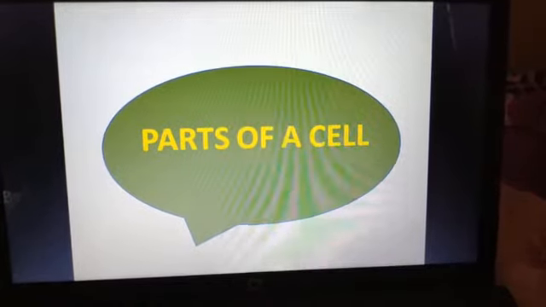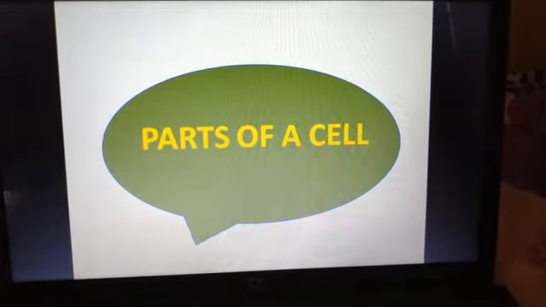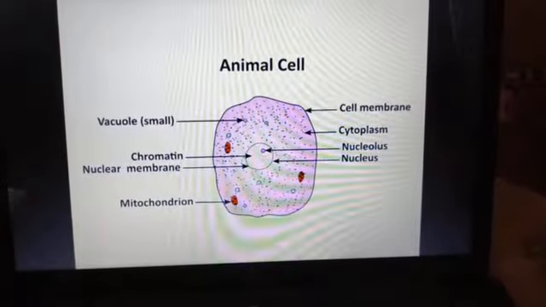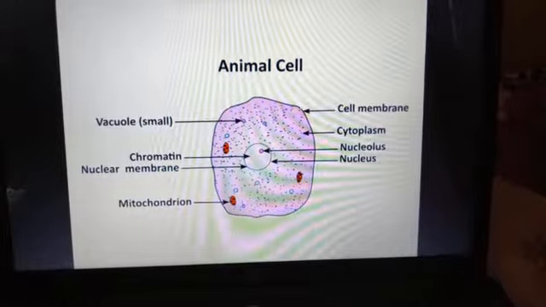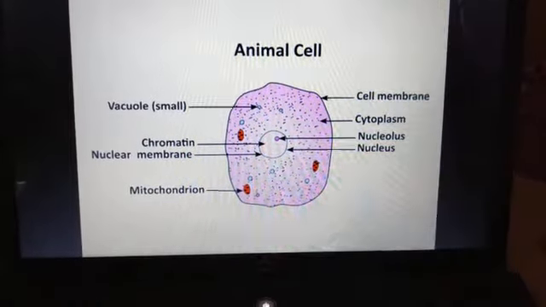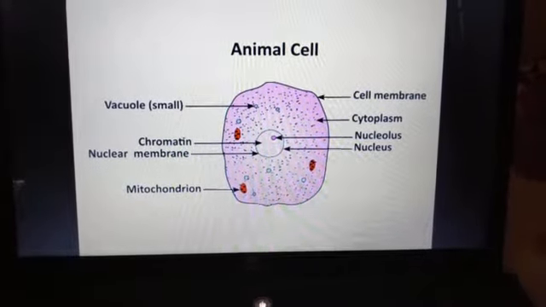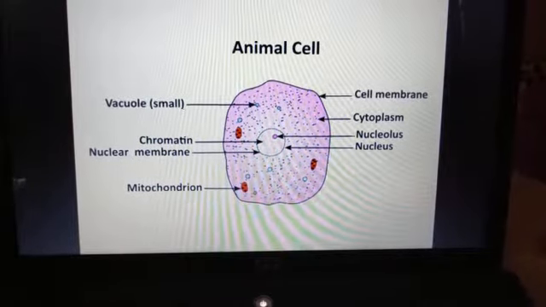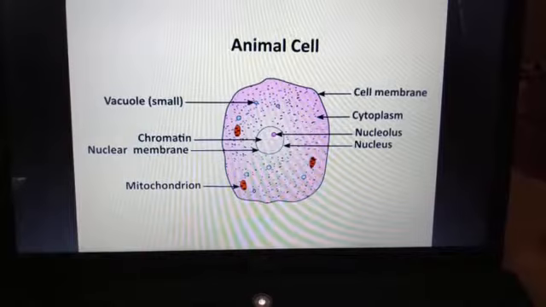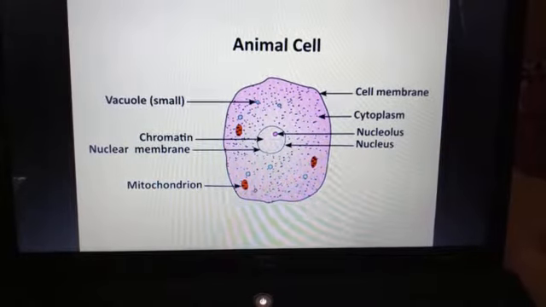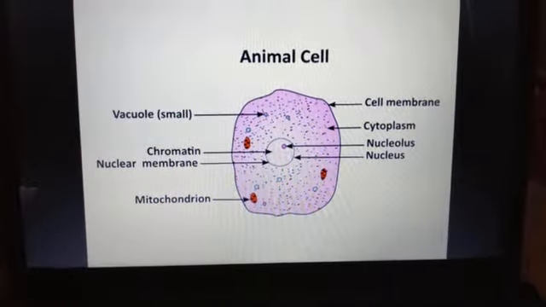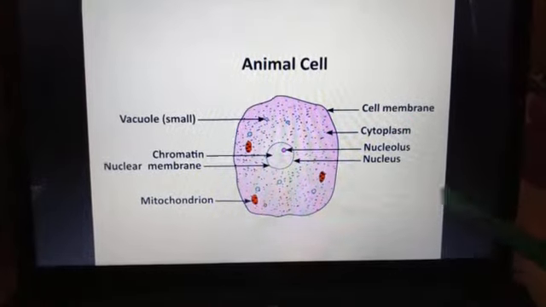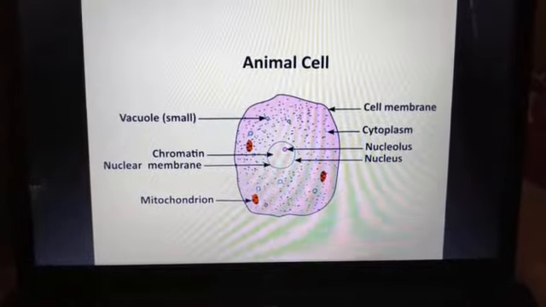Students, let's now see different parts of a cell. So first I will be discussing about an animal cell and then the plant cell. A cell mainly consists of three main parts: cell membrane or the plasma membrane, cytoplasm and the nucleus. The outer covering of a cell is the cell membrane or the plasma membrane.